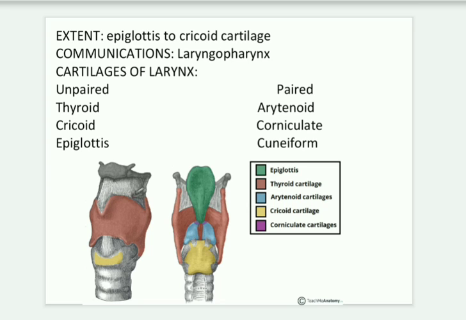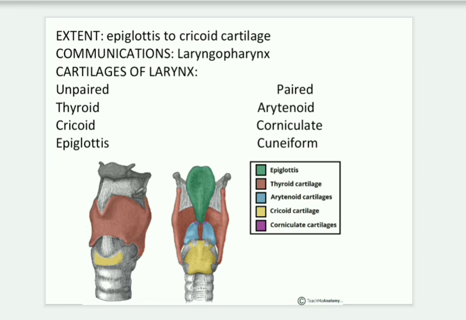What is the extension? Your extension is from epiglottis to the cricoid cartilage. That is your upper border of epiglottis to the lower border of cricoid cartilage. Larynx is actually an organ of phonation and respiration. It gives both sound and respiration.